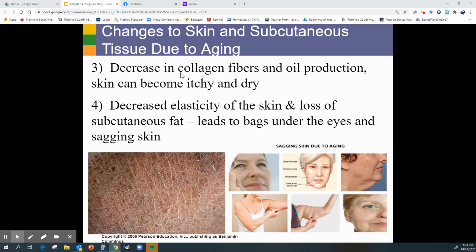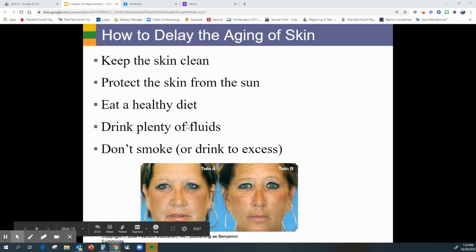We can also see a decrease in collagen and oil production, which causes the skin to become not only dry, but also usually much less pliable. So the skin loses its elasticity as well, because now we've lost a lot of that sub-Q fat that helps with that. So the skin tends to bag and kind of bunch around places, especially the eyes, underarms, chin. Okay, those are big ones that we tend to see.